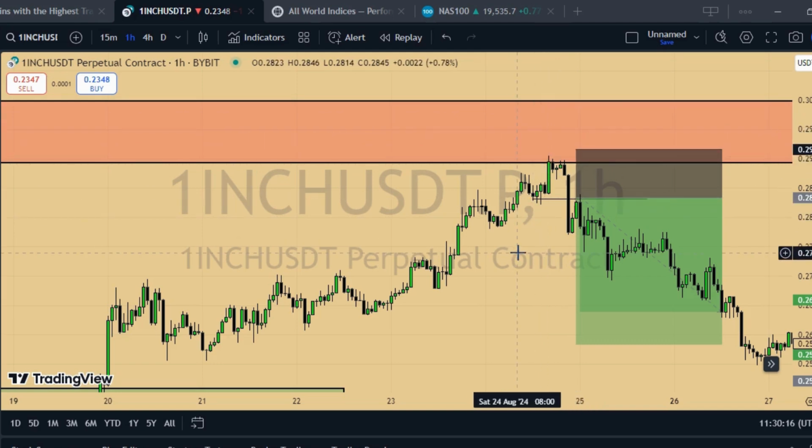I was waiting for my entry. Price made a higher high, a higher low, another higher high, another higher low, and of course another higher high. Then price came down with a very big momentum to take out this higher low. This was the confirmation that I was looking for, giving me a change of character.